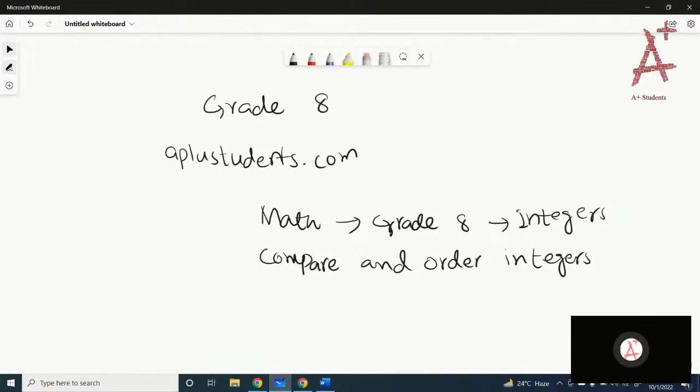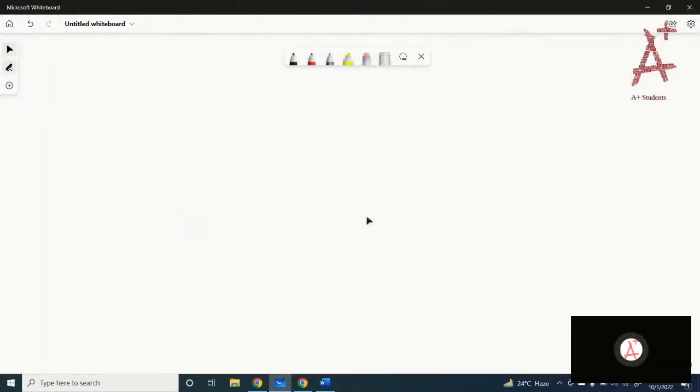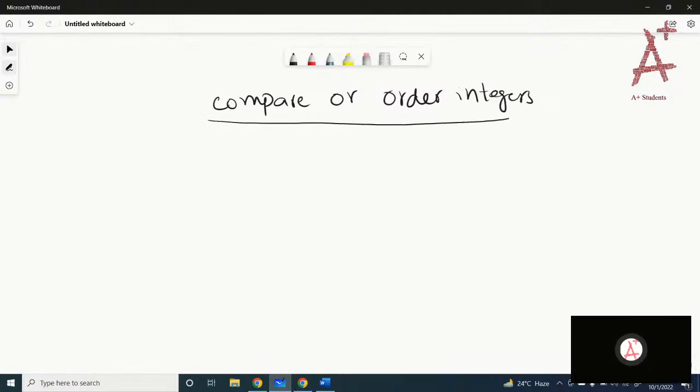So let's start with the topic compare and order integers. Got it? Okay, please make sure you have your notebook and pencil so that you can note down the important points and the definitions. Got it? So let's start with compare and order integers. So when you are comparing and ordering integers, you have to keep some important points in your mind.